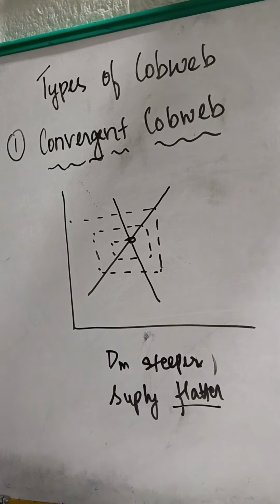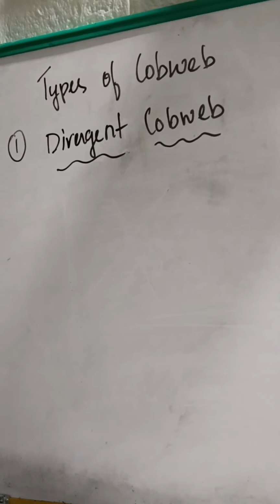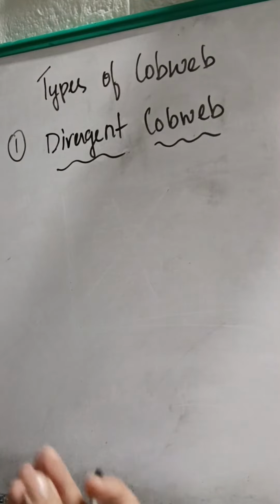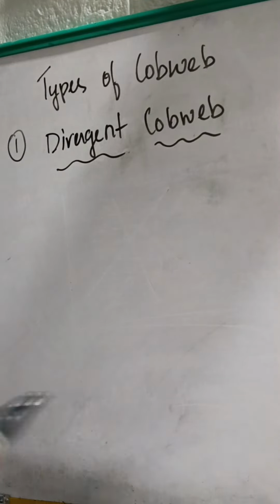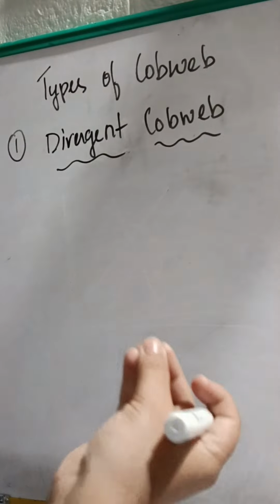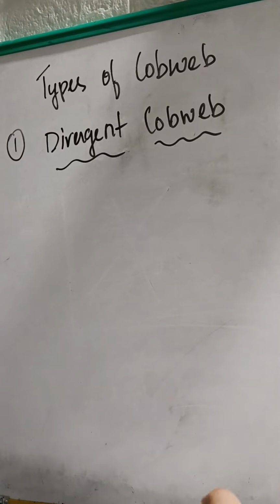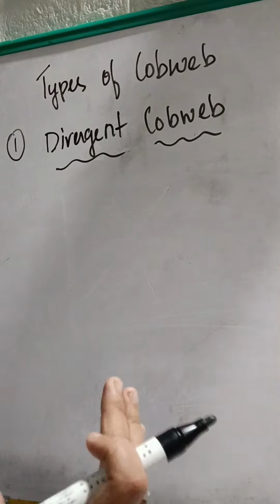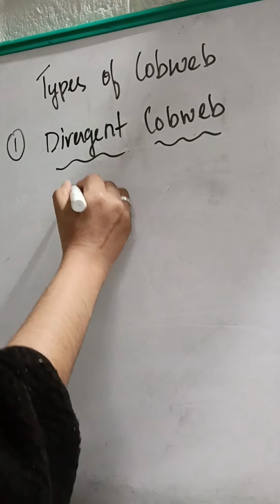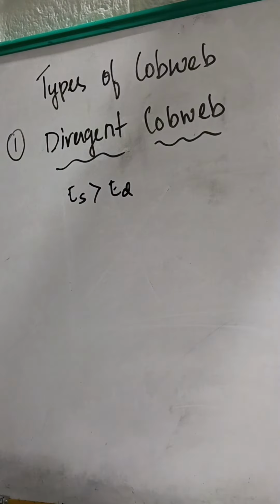Second type of Cobweb is divergent Cobweb. This is opposite to convergent. Here, fluctuations get larger and larger over time. Right? The market does not come to the equilibrium point and become stable. Rather it gets unstable. It goes far and far from the equilibrium point. It happens when the supply is more elastic. Elasticity of supply is greater than elasticity of demand.